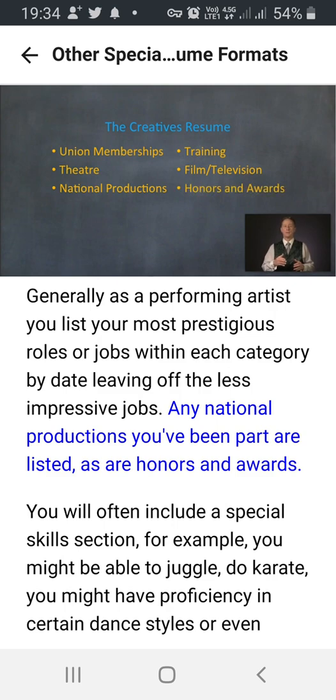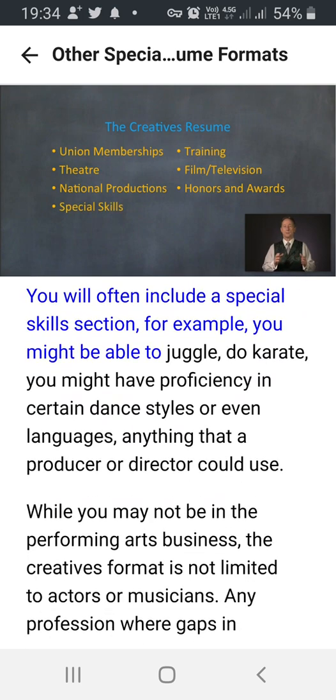as are honors and awards. You'll often include a special skills section. For example, you might be able to juggle, do karate, you might have proficiency in certain dance styles or even languages. Anything that a producer or director could use.